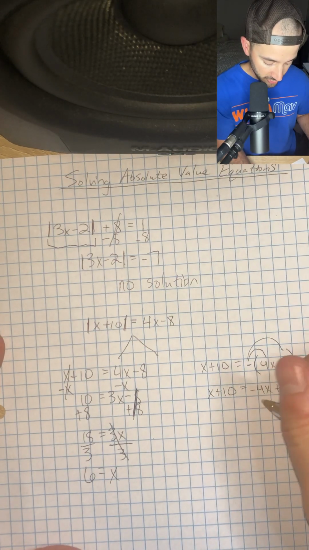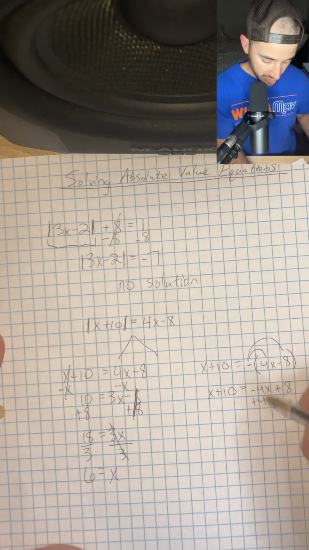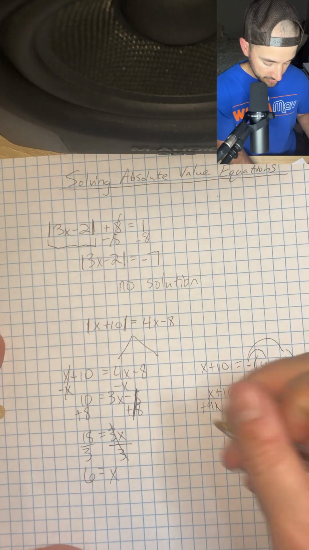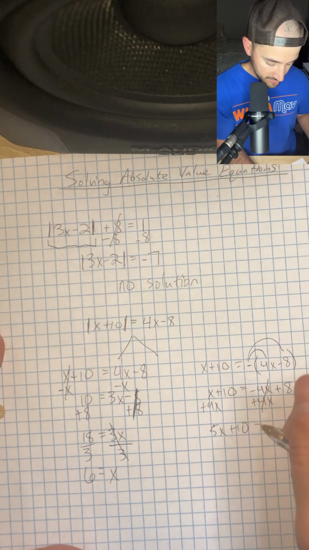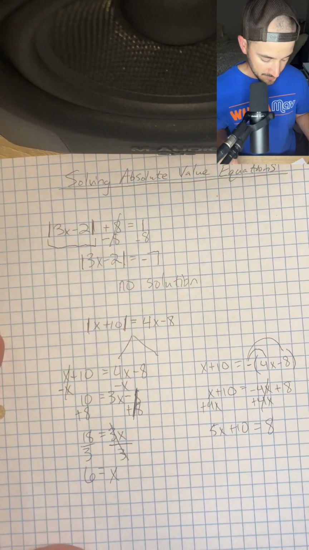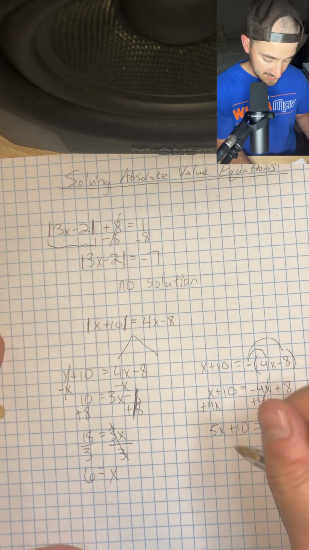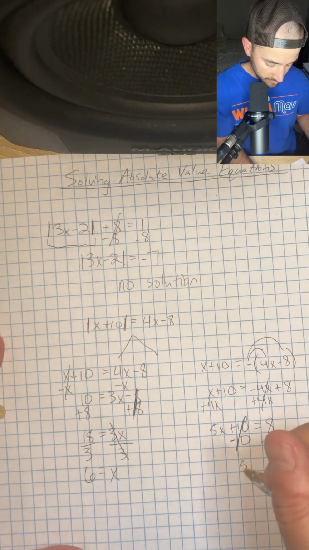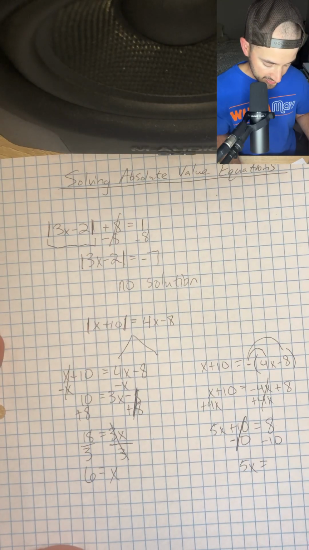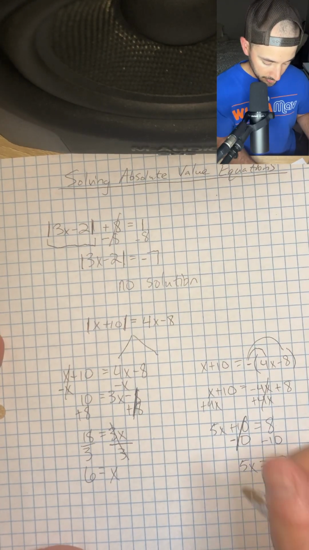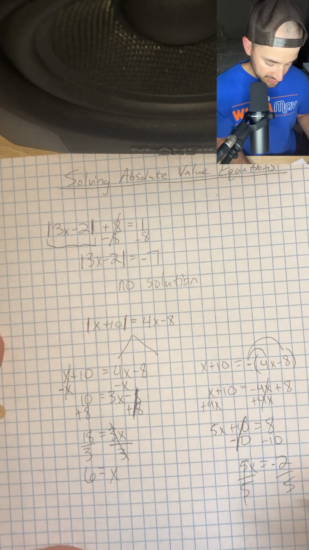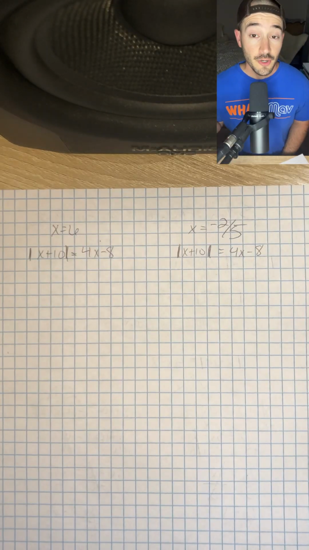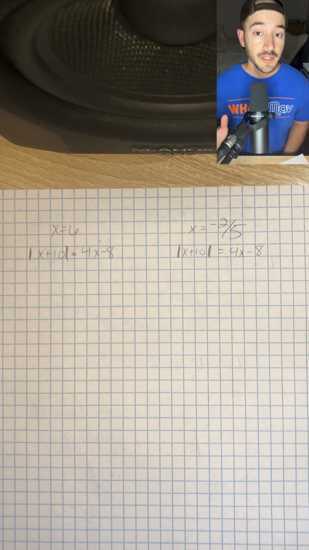Let's cancel out our negative 4x by adding 4x to both sides so that we get x plus 4x, that's 5x, plus 10 is equal to 8. Now it's just a simple two-step equation. We want to cancel out the plus 10 by subtracting 10 from both sides. That's going to leave us with 5x is equal to 8 minus 10, which is negative 2. And then we can divide by 5 to cancel that out and leave us with x is equal to negative 2 over 5.